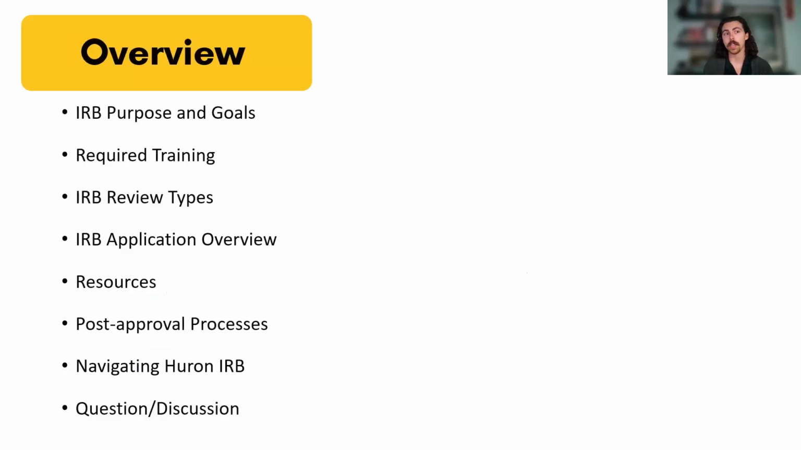Just an overview of what we're going to be talking about today. We're going to be talking about the IRB's purpose and its goals, any required trainings for researchers, the different IRB review types, the IRB application overview, resources to help you with that application, a little bit about the post-approval process, and then I'm going to share my screen. We're going to go through and actually navigate through the Huron IRB research suite, which is where we process the applications. And then we'll be able to talk a little bit about it and maybe get any questions answered about your specific research. So let's just jump on into the IRB purpose and goals.